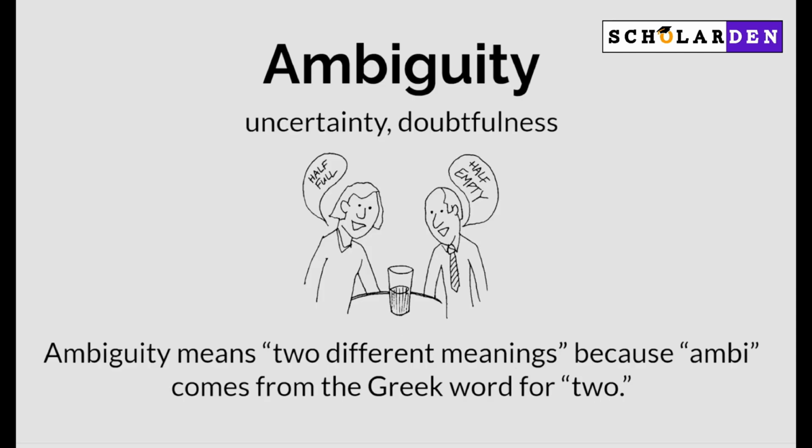Ambiguity, uncertainty, or doubtfulness. An ambiguity literally means two different meanings. It has this ambi root from the Greek word for two. So an example might be, there was a lot of ambiguity in his direction, so I wasn't sure how to get there.